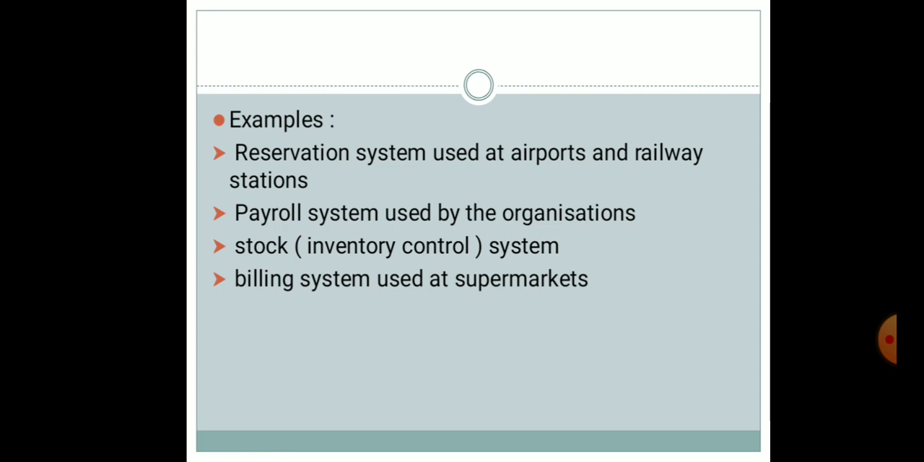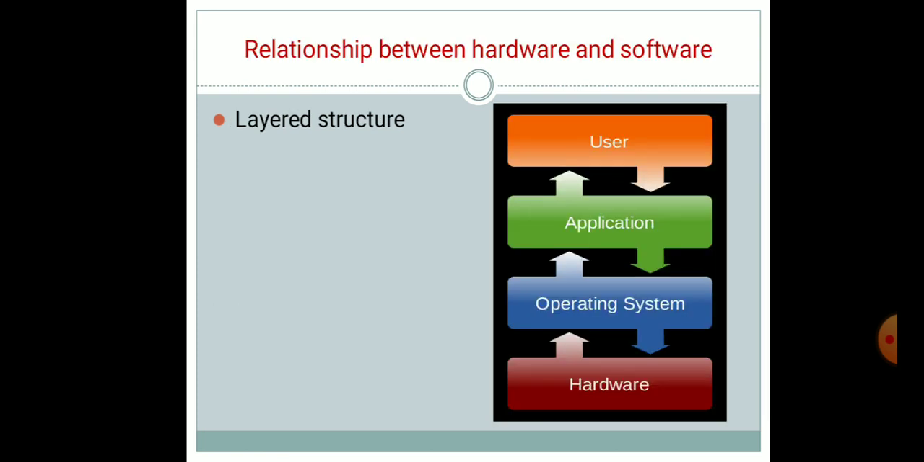So we have seen there are two types of software, system software and application software. Under that also we have seen some types, isn't it? So let us move on to the relationship between the hardware and software. We know that computer is an electronic machine, isn't it? So it cannot work without hardware or without software. It requires both hardware and software to run a computer. So this is the layered structure to show the relationship between the hardware and software.